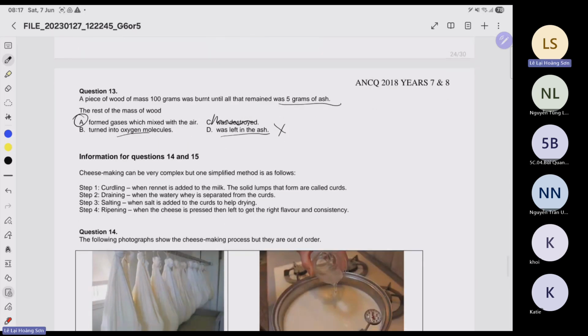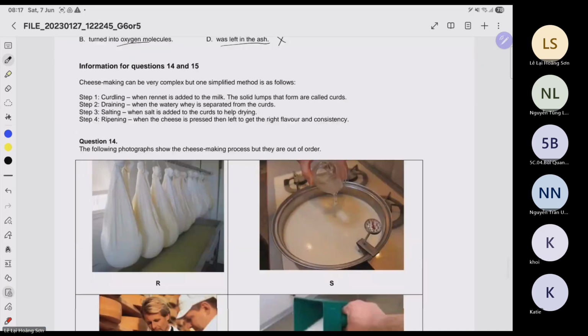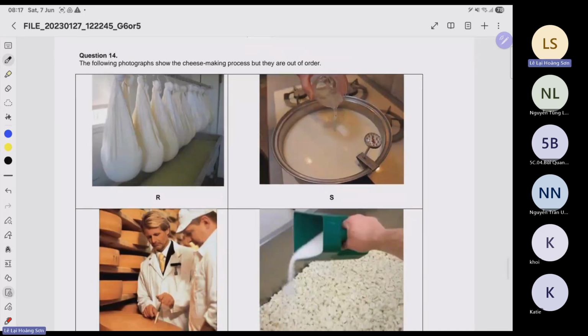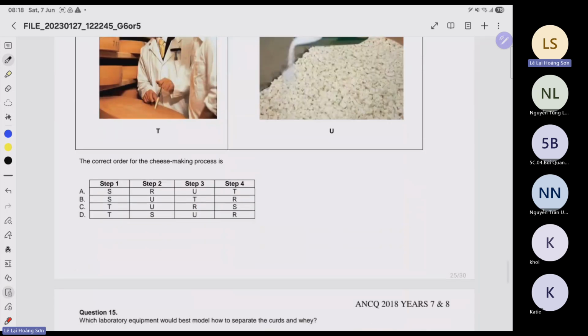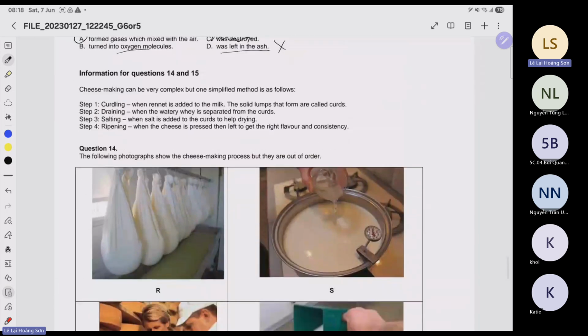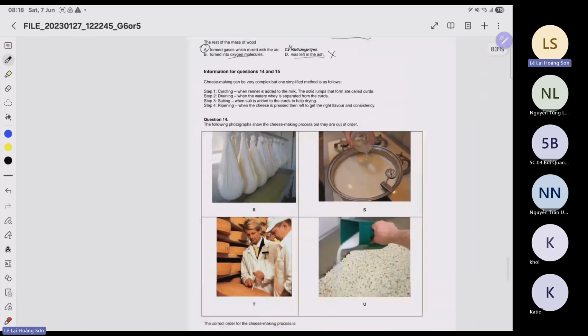Question number 14. The process of making cheese, I guess, but they are out of order. All right, so we have this process already. So just map it to the image.